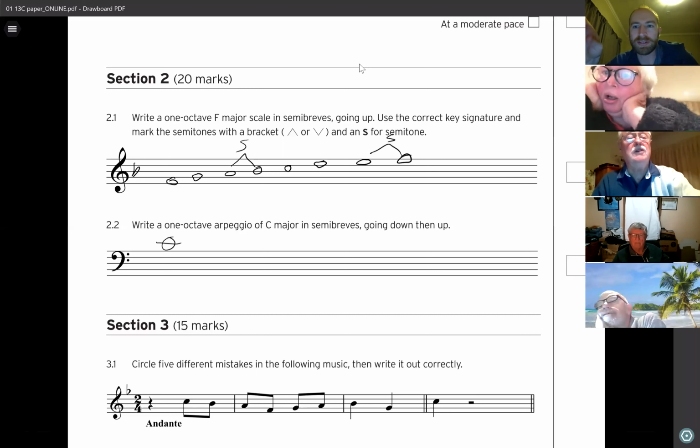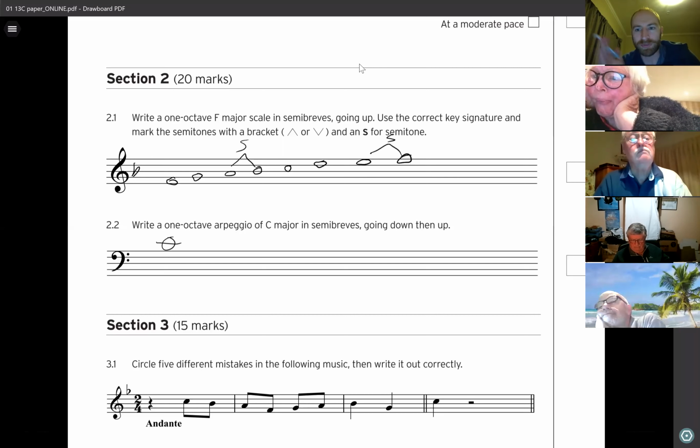Don't you? No. The third of a scale is always the third of the scale. The fifth of the scale is always the fifth of the scale, whether you're going up or down. So if you're going up, you go 1, 2, 3, 4, 5, 6, 7, 8. If you're coming down, you go 8, 7, 6, 5, 4, 3, 2, 1. That's what I mean, yeah.